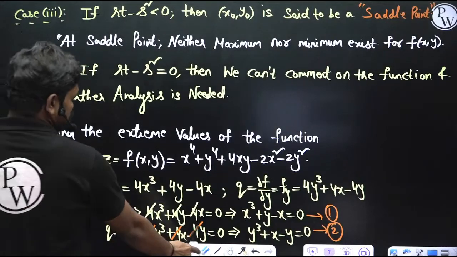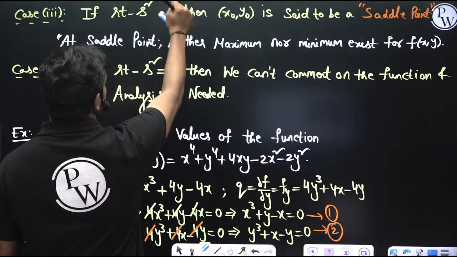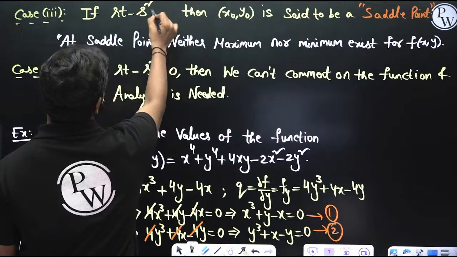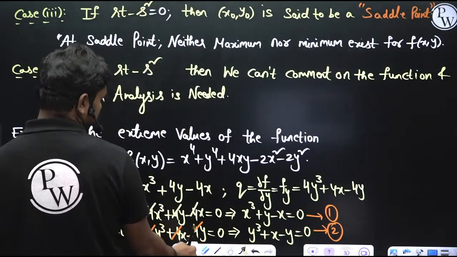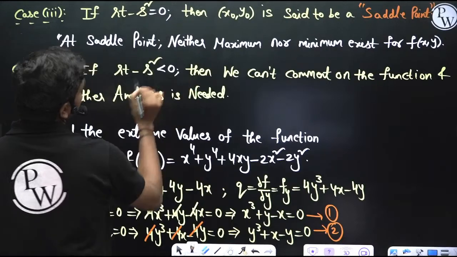This is 0. If rt minus s square is equal to 0, then this is called a saddle, and if it's negative then you can't decide. Please change these two points.